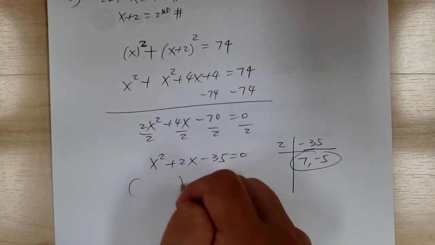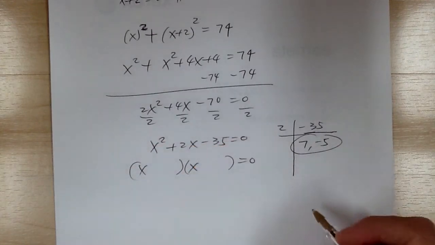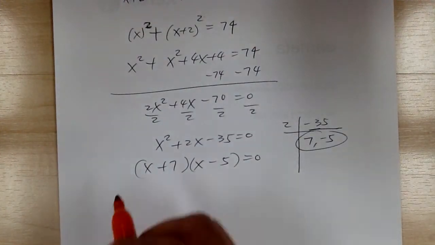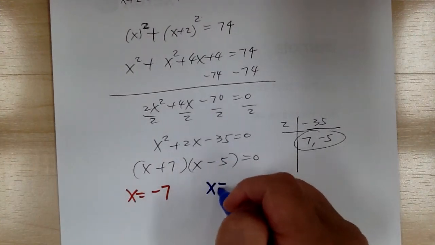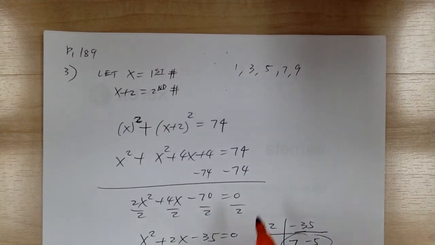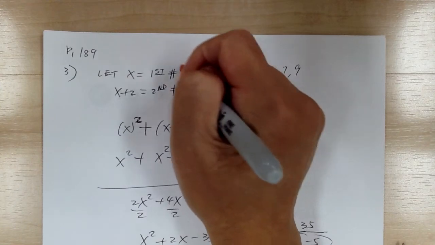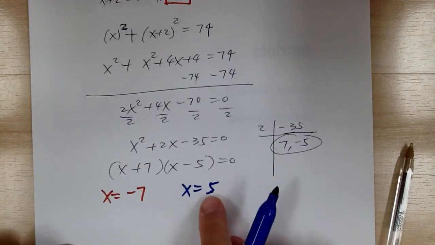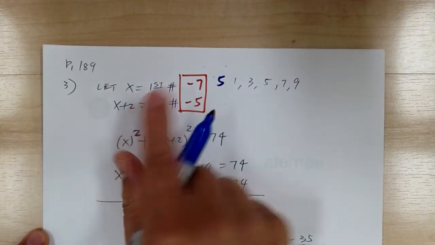So get two sets of parentheses, undo the first term, and you're going to get plus 7 minus 5. From here, you're going to get x equal to negative 7, and x equal to 5. Now you go back up here. If the first number is negative 7, the next one will be plus 2, so it will be negative 5. So that's one set of answers. The next possibility is when x equal to 5. If the first number is 5, the second number is plus 2, it will be 7.